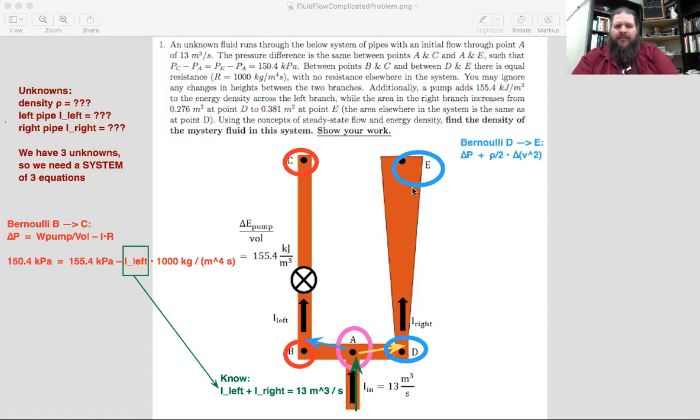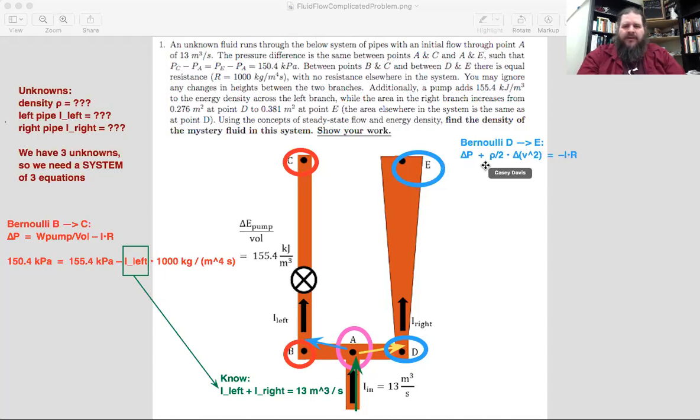And then do we have any pump in this section of pipe? No. No pump, so we can leave that out. There's a pump somewhere else in the system, but it's not on this path, so we can ignore it. And we do have current flowing through a section of pipe with resistance. It's the same resistance, 1,000 kilograms per meter to the fourth per second. So we still have a negative I times R term here.